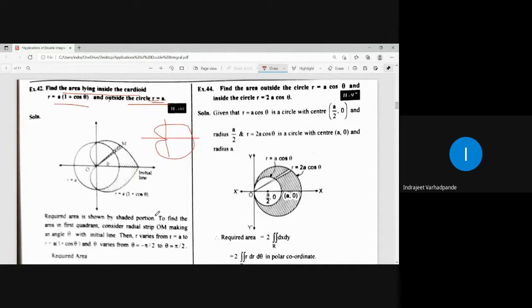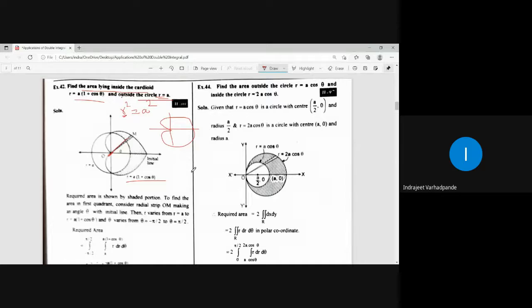Whatever value of r you put, square both sides. r is equal to a, r square is equal to a square. The value of r square is x square plus y square, so it is automatically converted. Did you understand this? r is equal to a, write it as r square equal to a square. What is r square? r square is x square plus y square. So the equation of a circle is x square plus y square equal to a square. This is the equation of a circle with center at origin and radius equal to a. So what I did here is, there is a circle whose center is the origin and radius is a. Later from there the cardioid came, whose equation is r is equal to a into 1 plus cos theta.